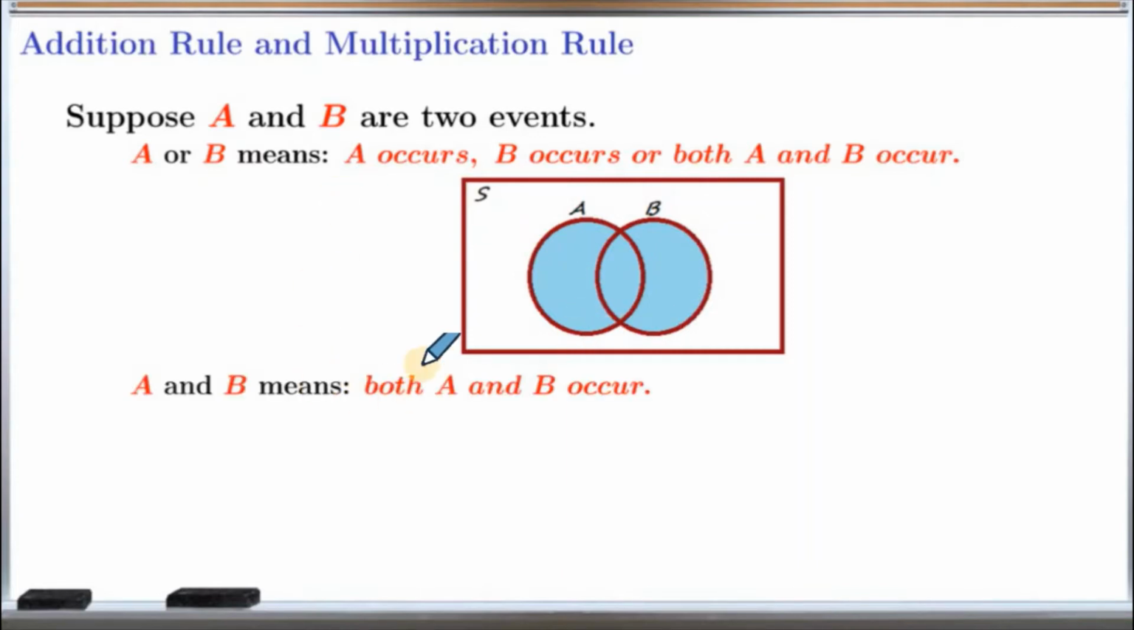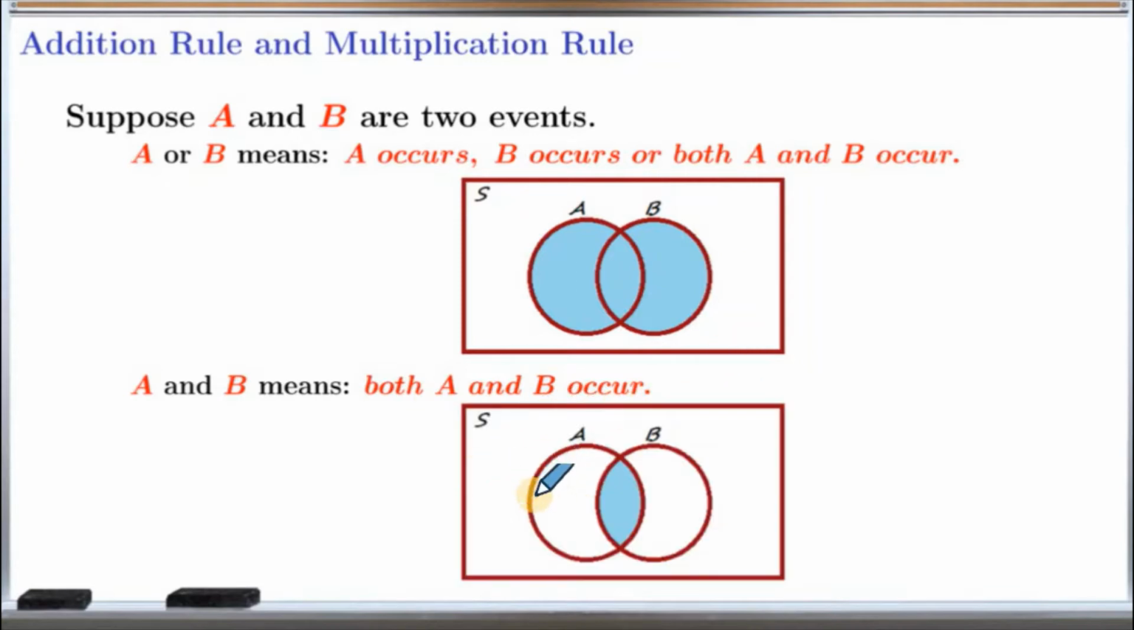So A and B means both A and B occur. So this Venn diagram here shows A and B, basically the common region between these is A and B.